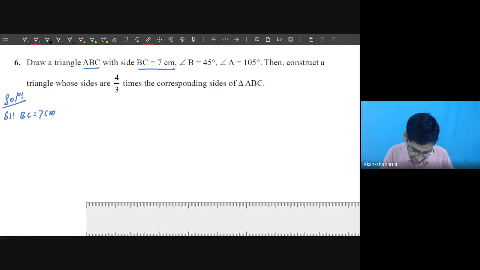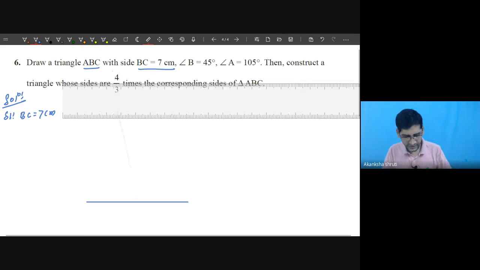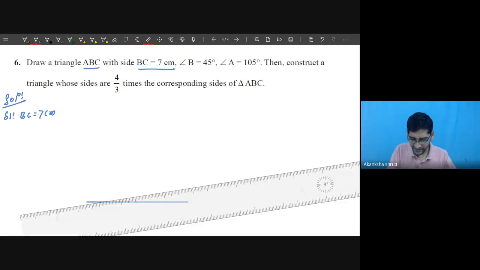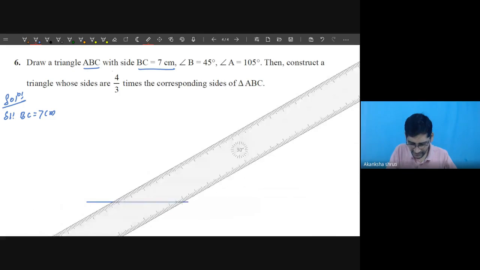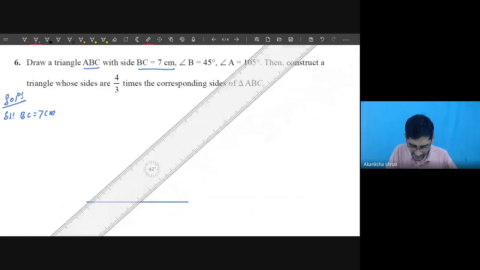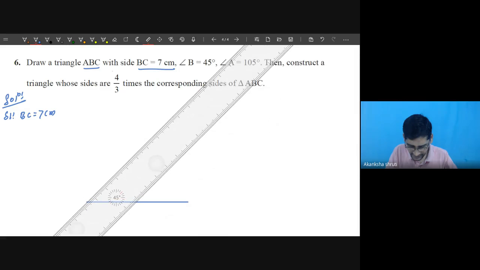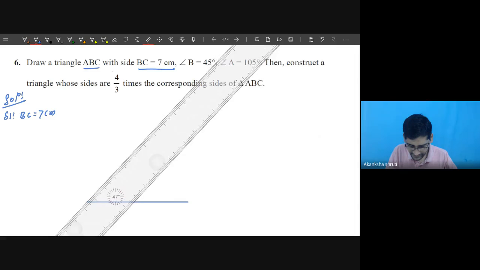So take this 7 centimeter. 1, 2, 3, 4, 5, 6, and 7. Okay, students. Then you have to make the angle B as 45 degree. Just observe this. I am making the 45 degree. How? Here in my scale there is the 45 degree.